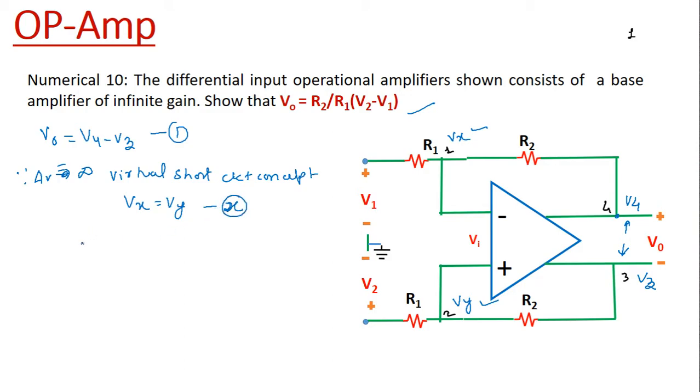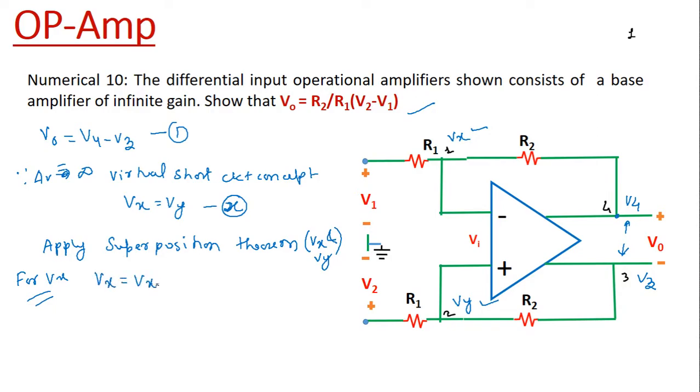Now we apply the superposition theorem. By the superposition theorem we have to apply for Vx and Vy. First for Vx we will apply. For Vx, the total voltage Vx will be equal to Vx dash plus Vx double dash. This is our equation number 2.